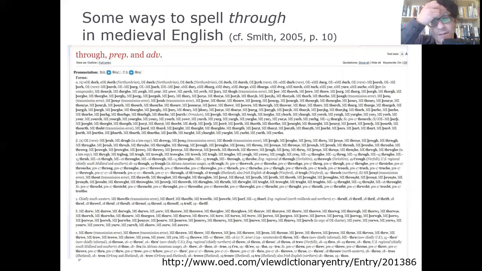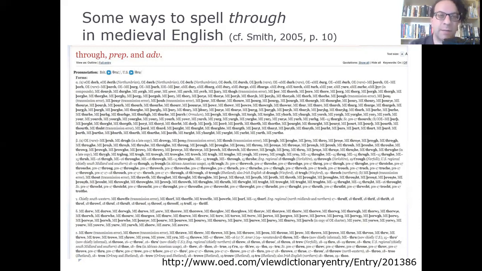And it's something that you can put into rather extreme terms. So for example, Smith, 2005, refers to the fact that the word through, if you really look at all of the medieval manuscripts, you will find something like 500 different ways to spell the English word through in all of these manuscripts. And most of them, of course, are coming from the Middle English period.